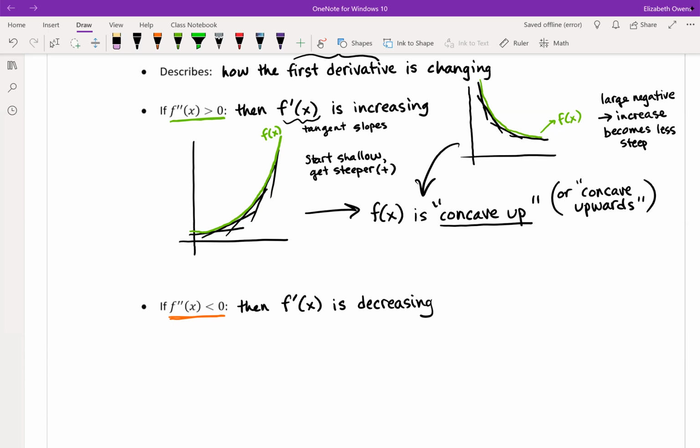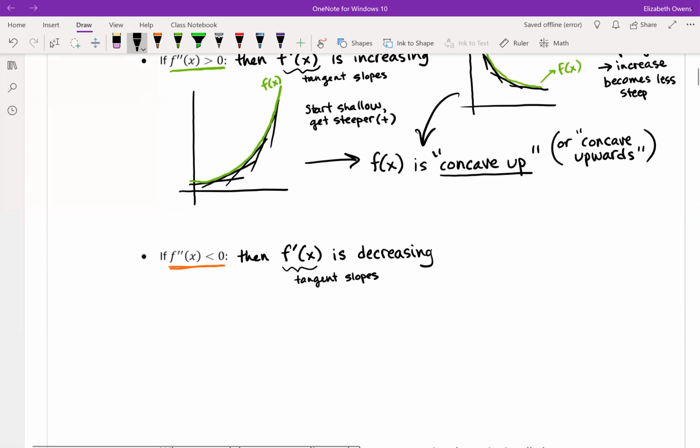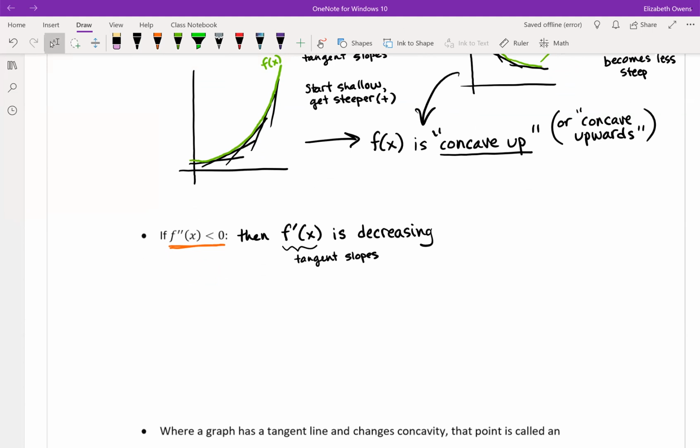So let's sketch out what this might look like. Again, that f prime of x is looking at tangent slopes. And in this case, those tangent slopes are going to be decreasing. So let's start with looking at some positive slopes. Usually these are a little easier to picture what's going on. So if you have a positive slope and we are looking at an area of decrease.